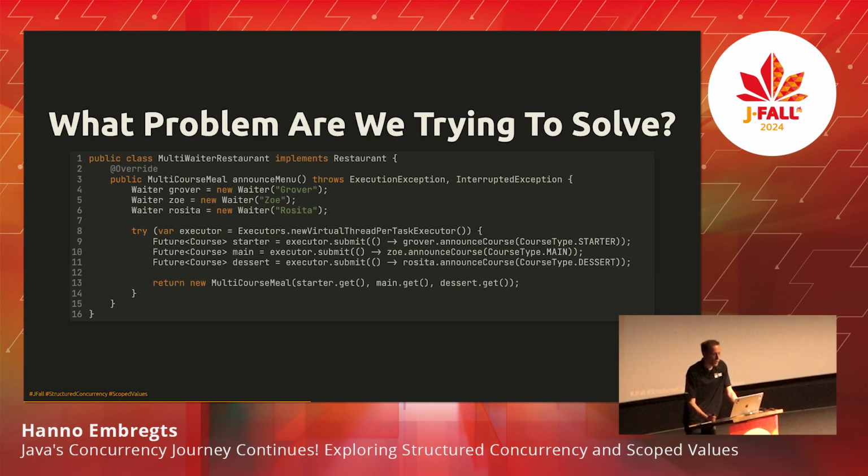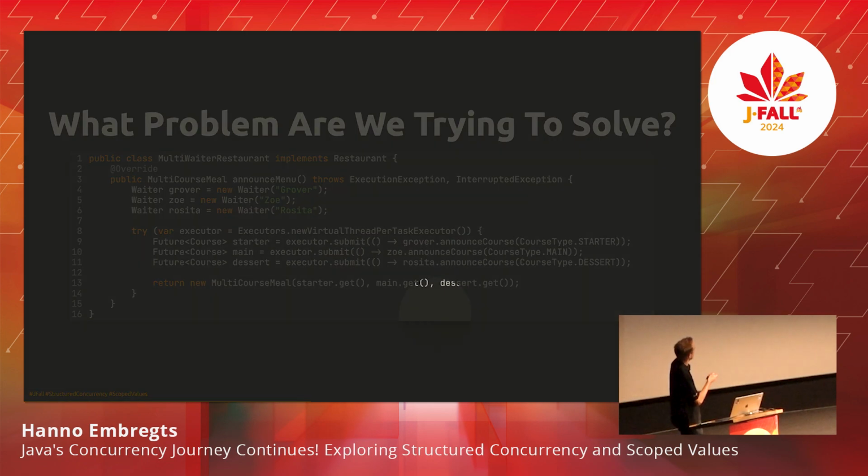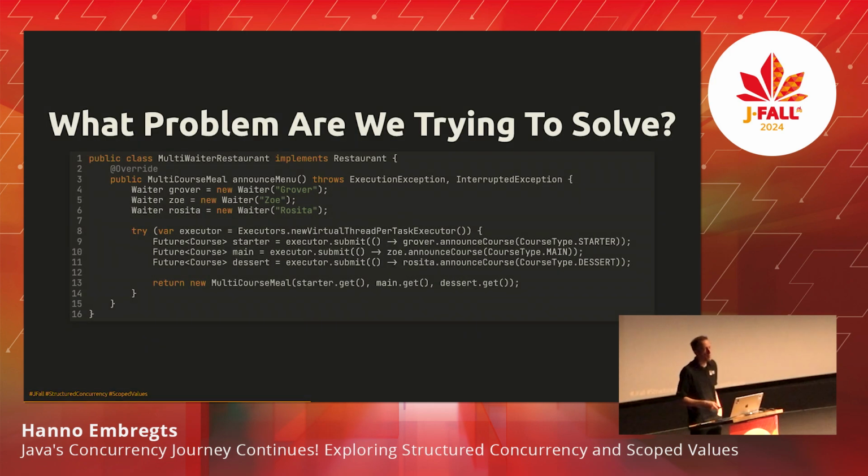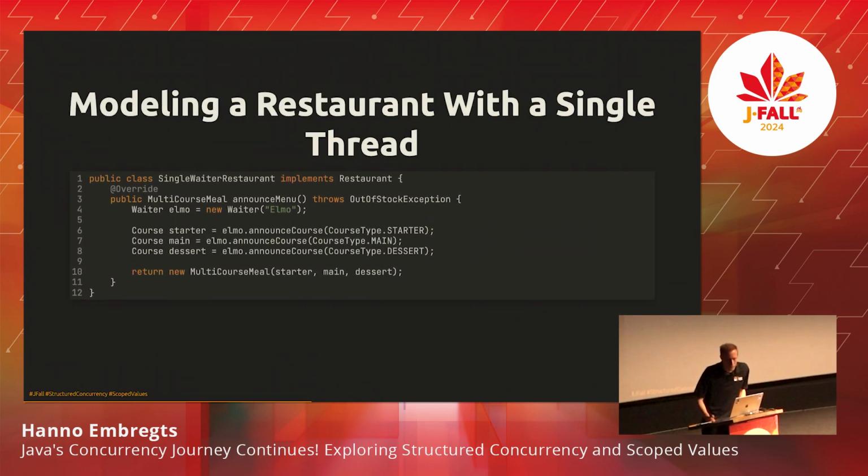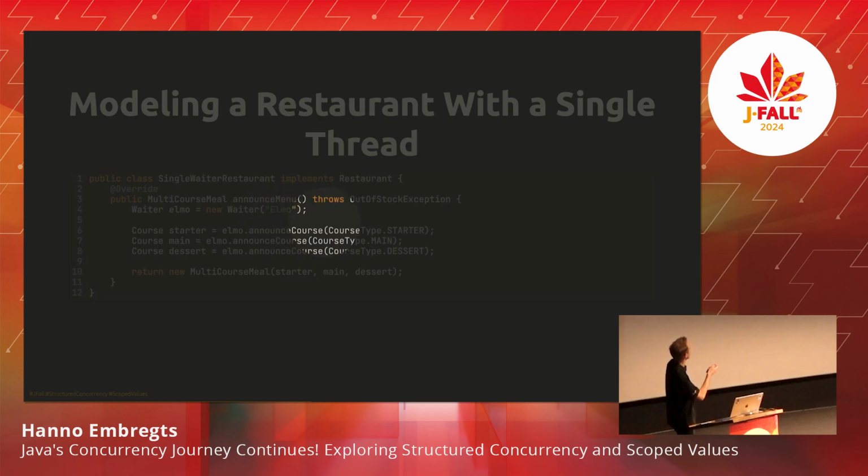What problem are we trying to solve, and how can structured concurrency help? Well, this is the problem we were trying to solve. In this piece of code, all kinds of exceptions could happen, but there was no way to cancel the stuff that is still running or to avoid starting it even. But what if we would consider a single-threaded version, right, of the same code? So the waiter on call today is Elmo. The poor thing has to do everything by himself. But a lot of the problems that we saw earlier kind of disappear if you do a single-threaded version, because what if the announcement of the starter course fails?